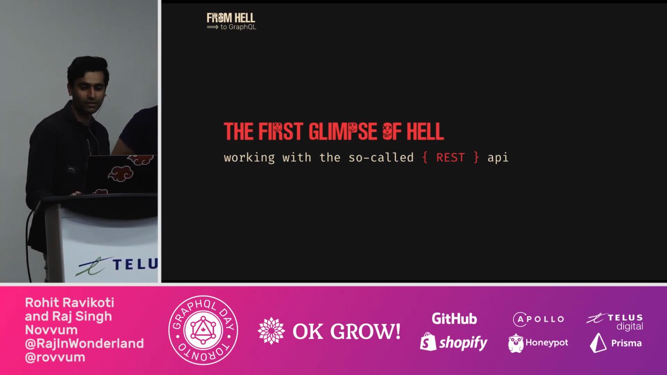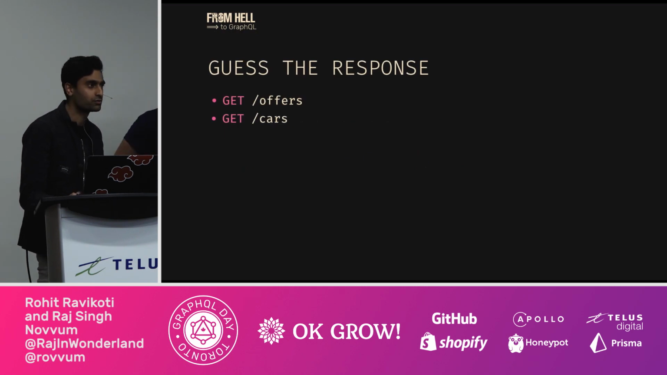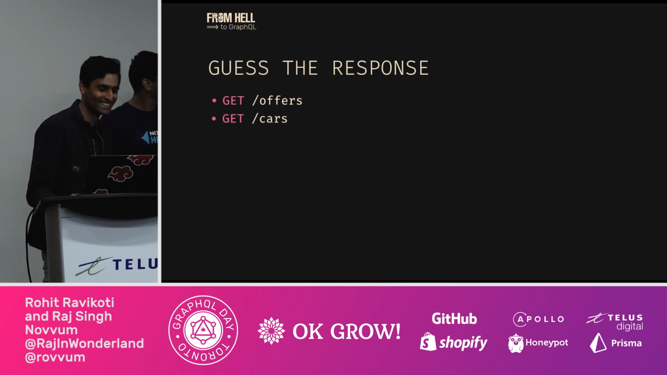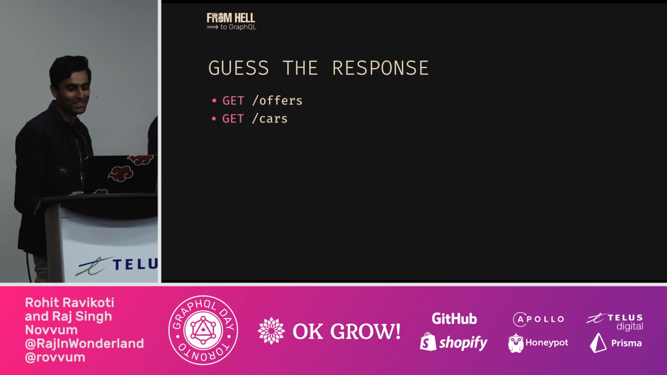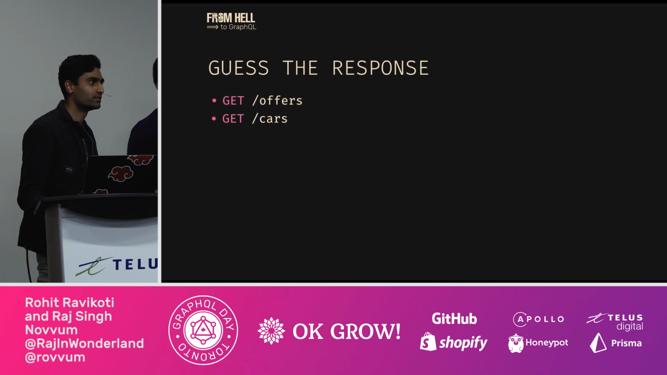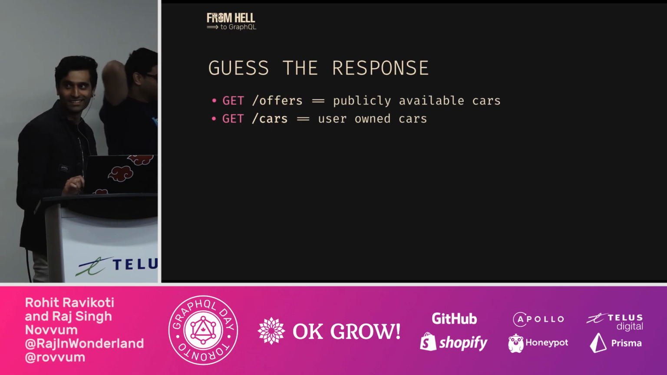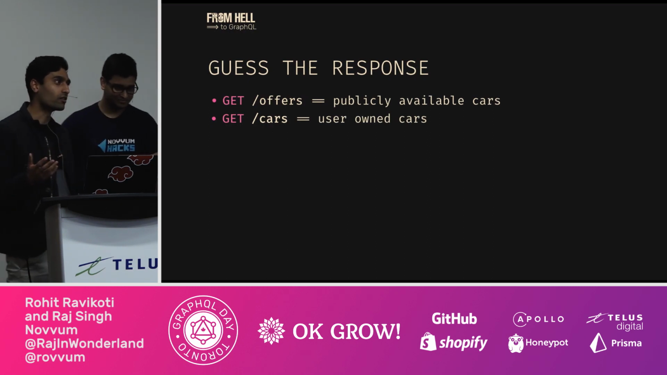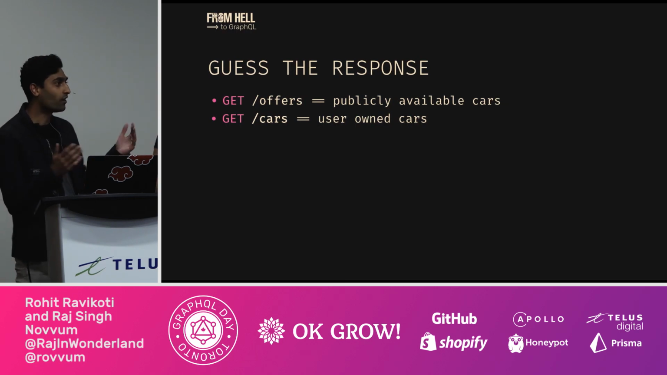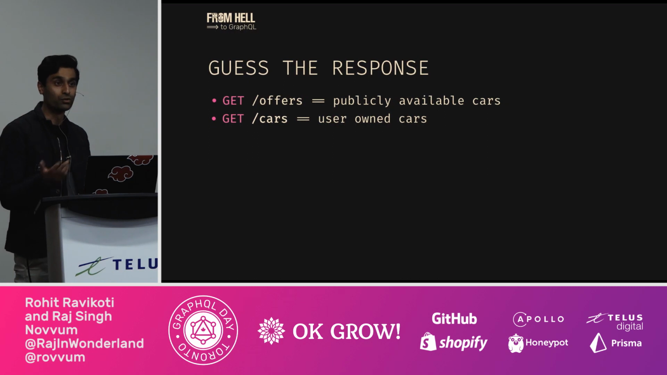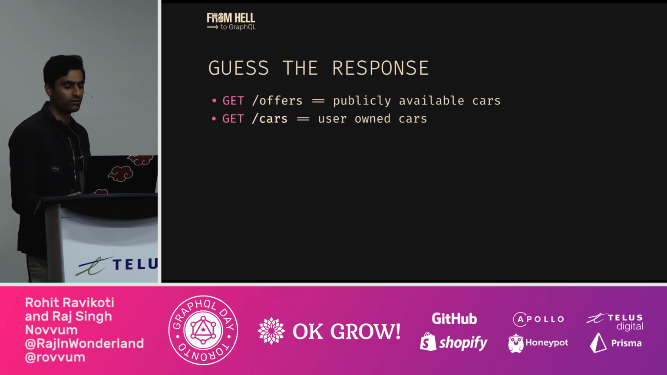So let's play a little game. We're going to call it Guess the Response. What do you think these two endpoints do? The offers one, just scream it out. Promotions, okay. Well, the offers endpoint was actually publicly available cars that drivers could browse, and the cars endpoint was specific to the user, the owner's cars. Instantly we're like, wait, what? I thought it was like coupons or something.